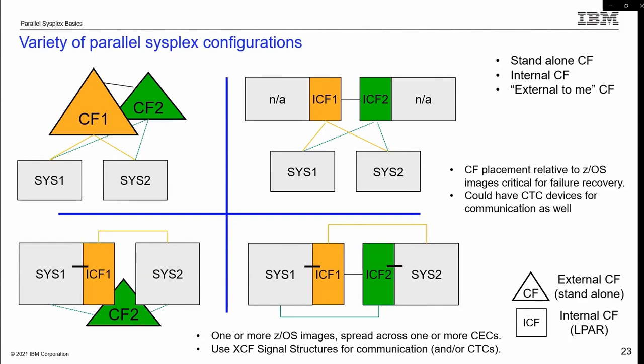And of course, you can do any combination here. In this bottom right-hand corner, you also have a couple of systems and a couple of ICFs, and they're all interconnected. Some are on the same CEC, some are not. Depending on your configuration, that is going to determine the recovery required should one of those CECs go down, or when, for example, we have to bring them down for maintenance. So again, very important for failure recovery.